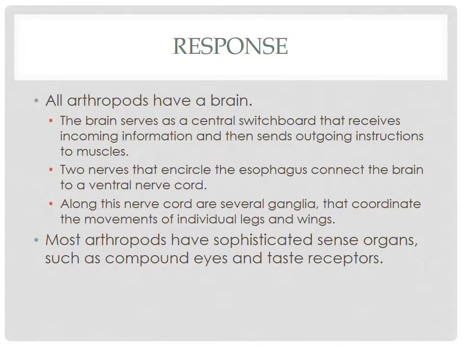What's really kind of cool is because of the advancements in this nervous system, the wings of some insects do not need to get a signal every time the wing flaps. They'll just continue to flap without an immediate signal, which is really kind of fascinating. Most arthropods have sophisticated sense organs like compound eyes or taste receptors, and that also is part of that nervous system.